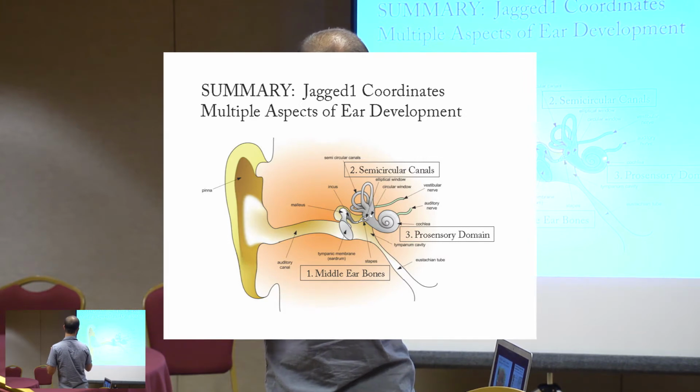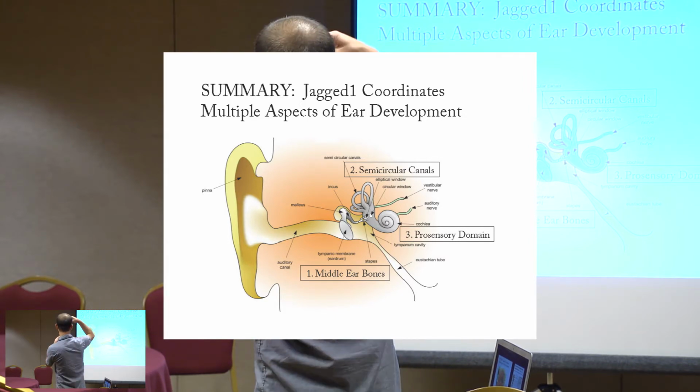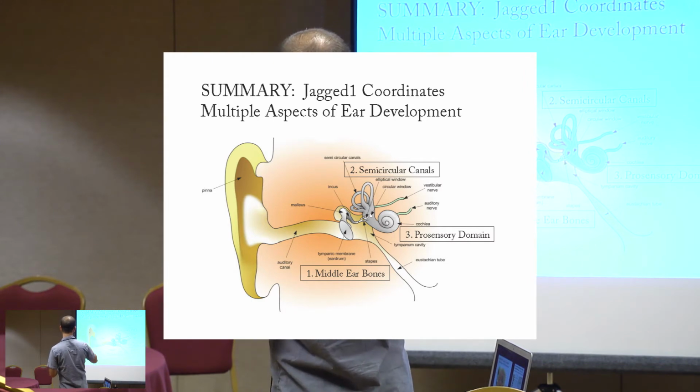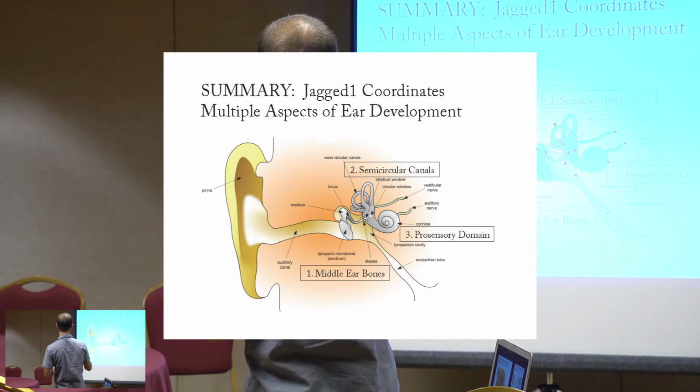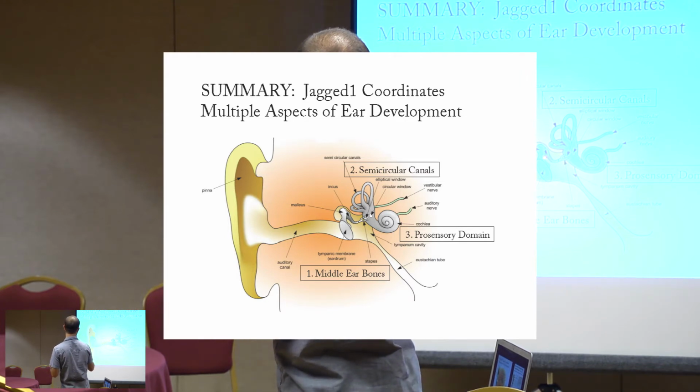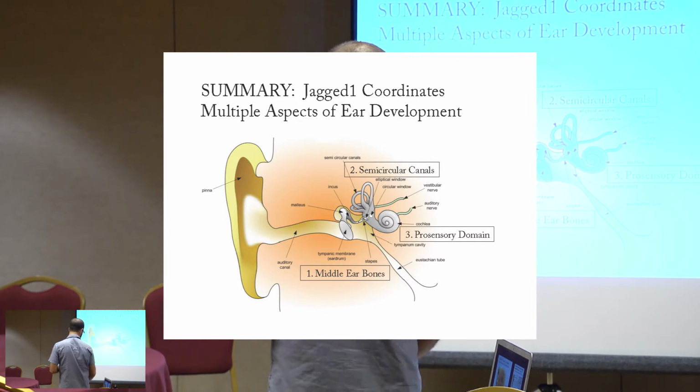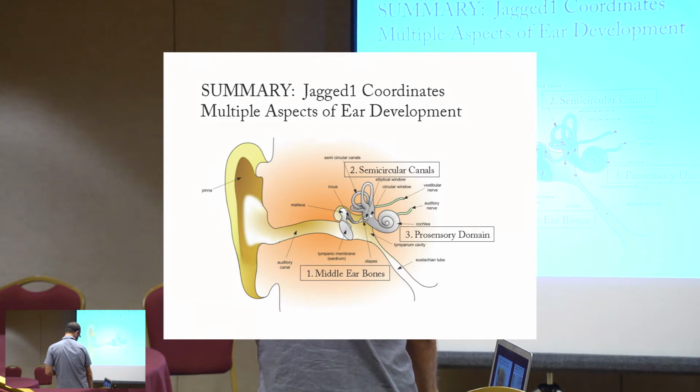In addition, in the cochlea, this is where those neurons are that actually detect the different frequency of sound. It's known that Jagged1 also has a role in patterning the different neurons and supporting cells within this region here. And so really, in addition to what I'm telling you about the middle ear bones, there are also several other roles of Jagged1 in the ear, which could explain other forms of hearing loss.